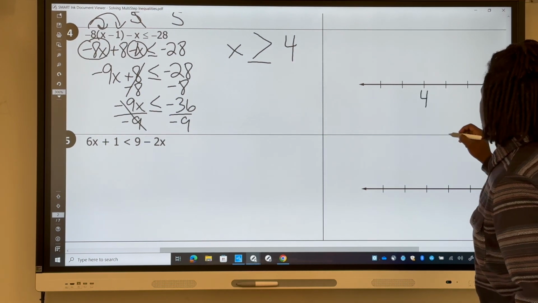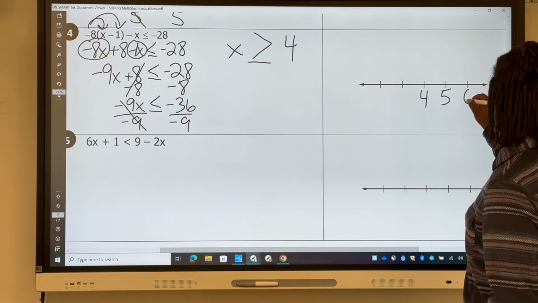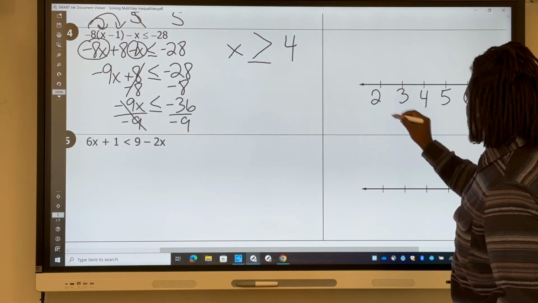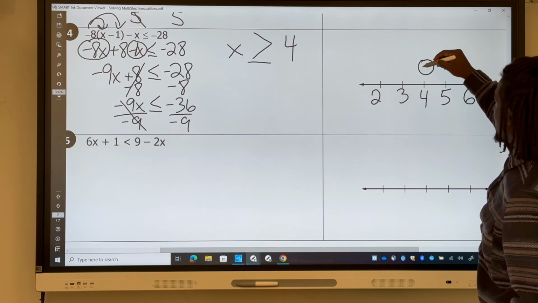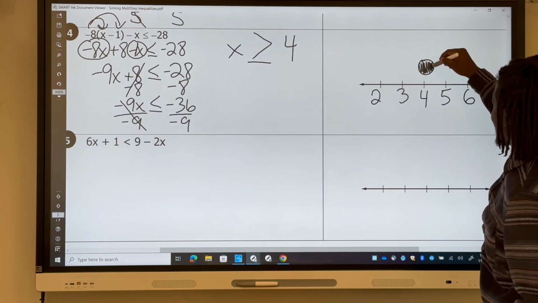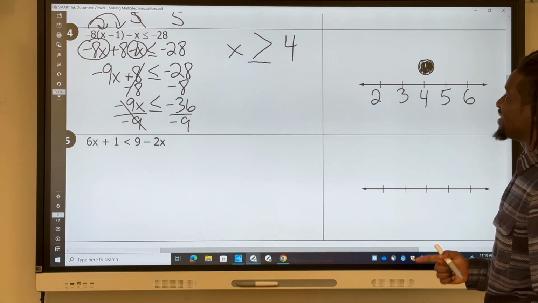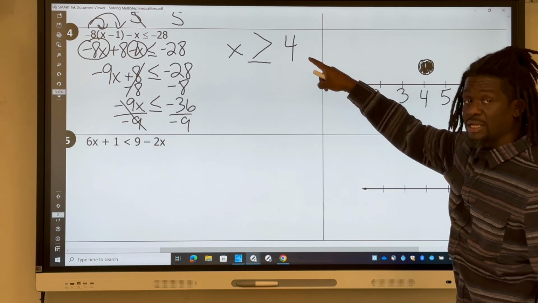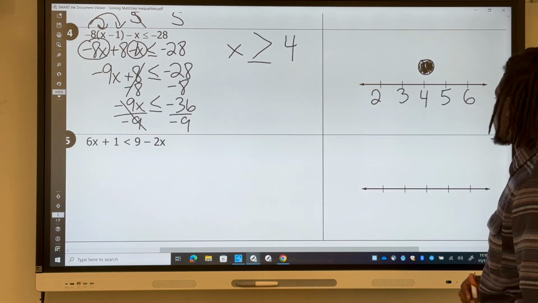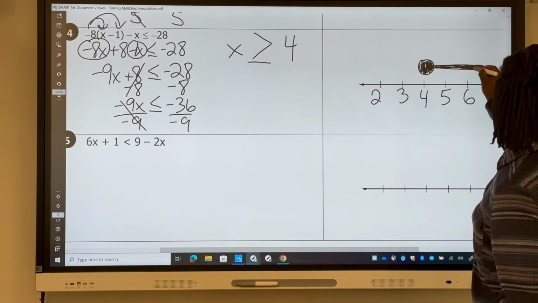So I'm going to put the 4 here, and I'm going to fill in the rest of my number line. 5, 6, 3, 2. I'm going to go to the 4. I'm going to put a circle, but this time I'm shading it again. Why? Because that is equal to. And then which numbers would make this true where x is greater than or equal to 4? Well, obviously it is in the right direction.